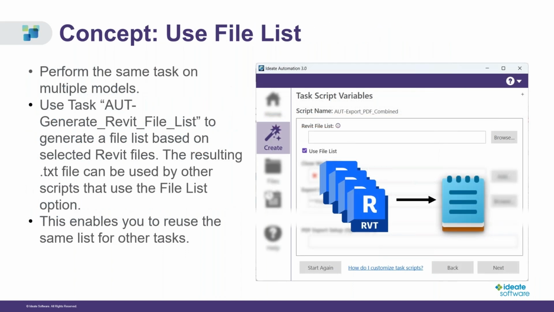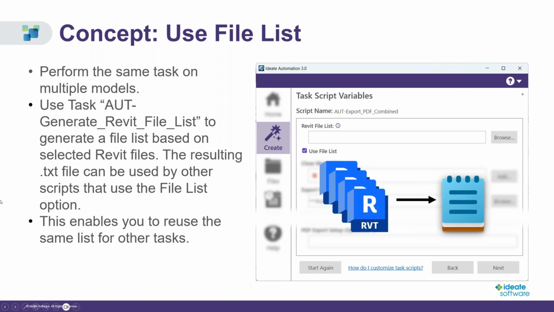I want to talk about this little concept here, which is using the file list. So in each task, when you build it, you pick a Revit model. But in this little workflow here, you can utilize something called use file list. So what this does, it basically takes a list of your Revit files and writes them to a TXT file using this script called generate Revit file list. What this enables you to do is generate a TXT file that you can reuse on multiple models. Or let's say you don't need to rebuild the task once again, you're just adding something to it.